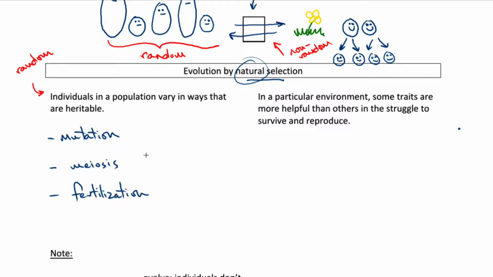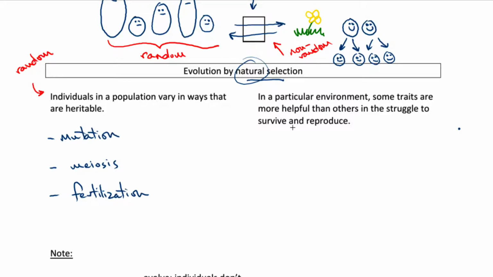And so you can see that sexual reproduction leads to more variability in the population, more different combinations of alleles, which provides more raw material for natural selection to operate on. This variability in the population, which is random, is increased by sexual reproduction.